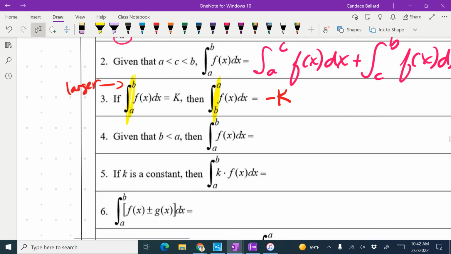Let's look at what the next one is. What I just explained is what they're talking about here. Given that b is less than a, so if I have that b is smaller than a, I'm going to make it negative out front and swap the order. We just talked about that. So same property, just stated a different way.